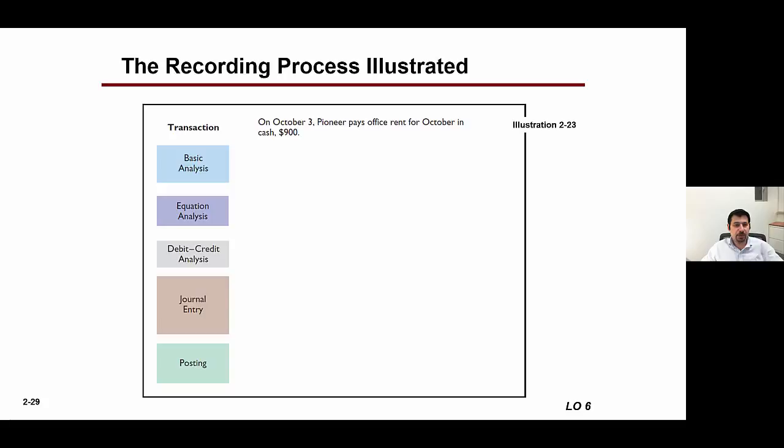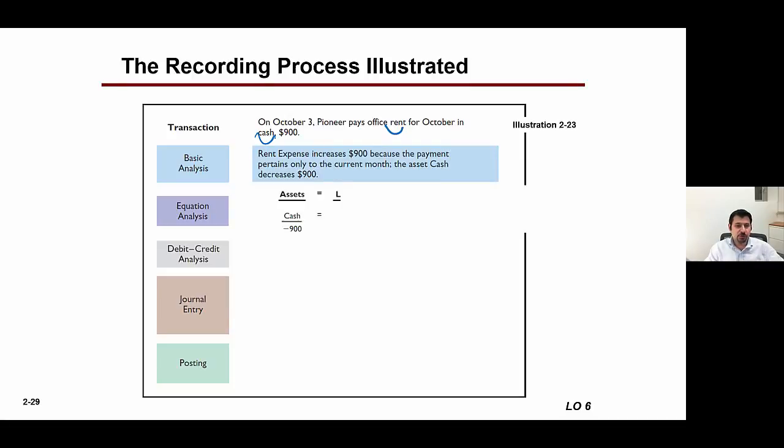On October 3rd, Pioneer pays office rent for October in cash $900. So the accounts that are involved in this case are rent expense and cash. So what happened to the rent expense? Rent expense has increased by $900, whereas cash has decreased by $900. Cash is an asset, so cash has decreased by $900, and rent expense has increased by $900.